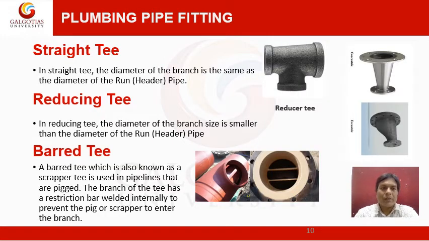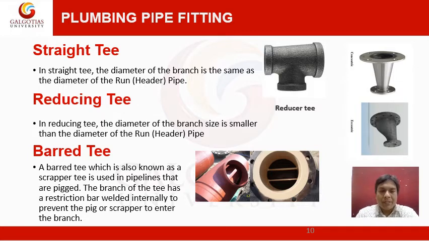Straight tee. In a straight tee, the diameter of the branch is the same as the diameter of the run pipe, where no pressure difference is required in the flow. We usually use a straight tee when the incoming pressure of the fluid is equal to the outgoing pressure. Reducing tee. In a reducing tee, the diameter of the branch is smaller than the diameter of the run pipe. Then there is a pressure difference between the incoming flow and the outgoing flow due to the reduced diameter.